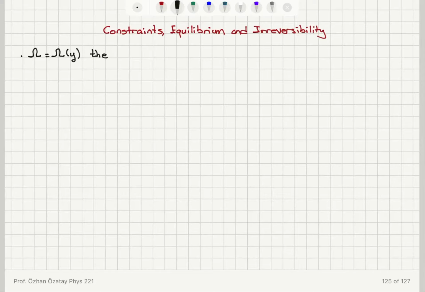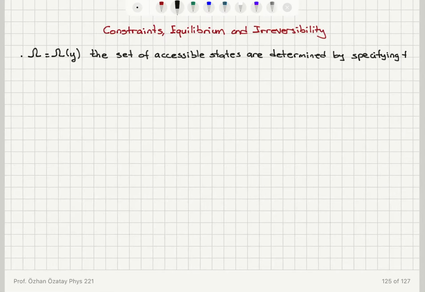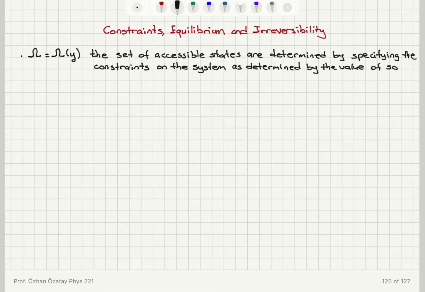So the set of accessible states are determined by specifying the constraints on the system as determined by the value of some macroscopic parameter y.